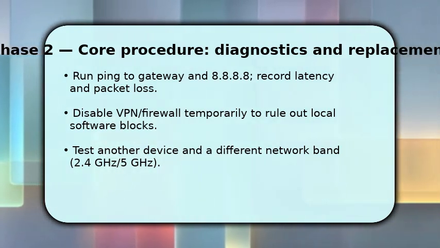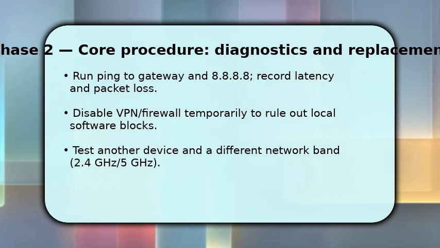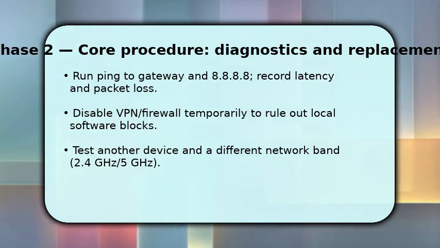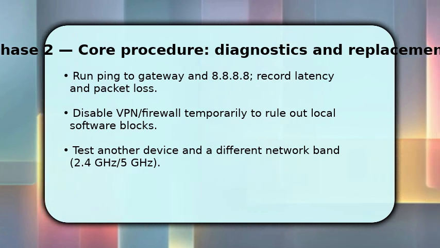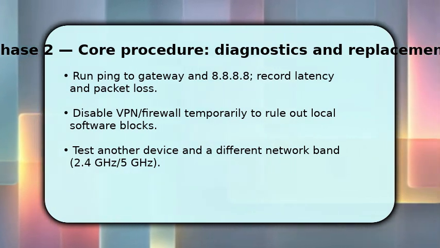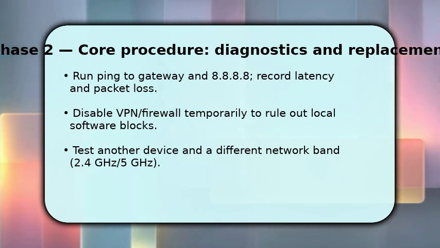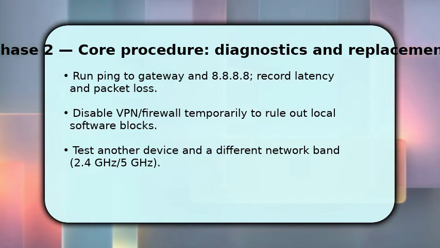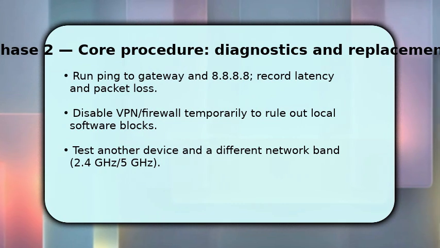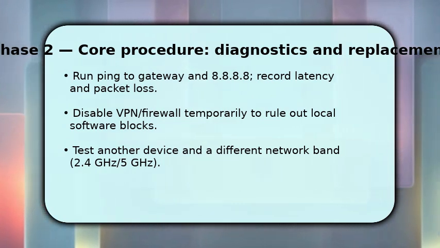Next, disable VPN or security apps briefly, because they often block traffic or cause DNS problems. Also test a second device and switch between 2.4 and 5 GHz bands to check interference or band-specific configuration errors.